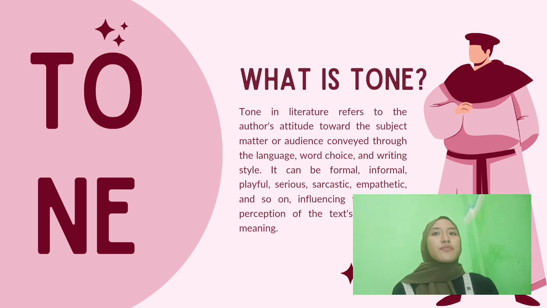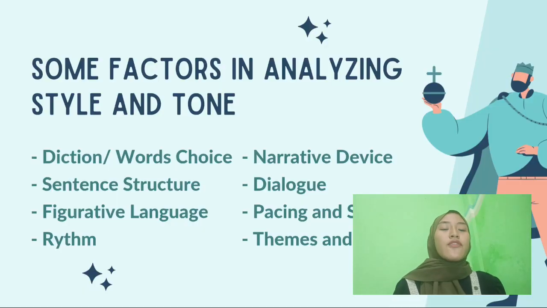And the next is the factors of analyzing the style and tone in literary works. So the first is diction. What is diction? Diction is the choice of words and phrases by the author. And then the next is the sentence structure. So the sentence structure reflects pacing and also the emphasis of words and sentences. The third is figurative language. Figurative language employs figures of speech like metaphor, simile, and personification.